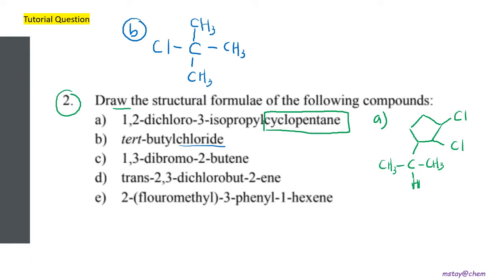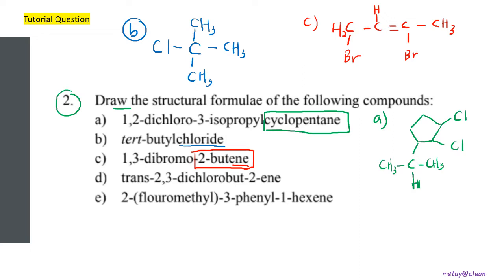So C, 2-butene. Butene is the parent, consists of 4 carbon. And then there is double bond because the name ends with ene, so it means that there is double bond at the second carbon. 1,3-dibromo. So at the end of this one we still have another 2 hydrogen. This one still has 1 hydrogen. And this is CH3.